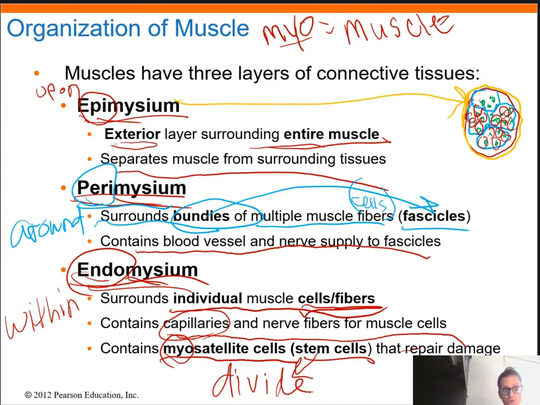When you work out, you damage them. That's why it hurts afterwards, because there's inflammation and swelling and pain that results because of that inflammation. But when you work out, you damage the muscle, and then these stem cells divide and they fuse into that damaged area. Every time that happens, you're adding more and more protein to the muscle, more fibers, more mass, so the muscle ends up growing.